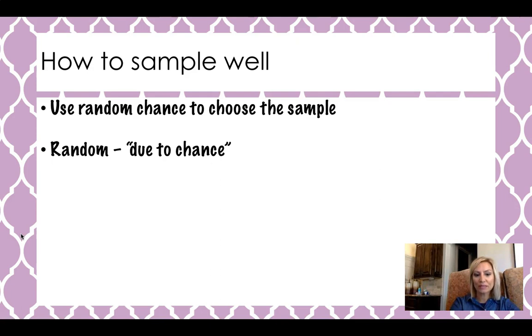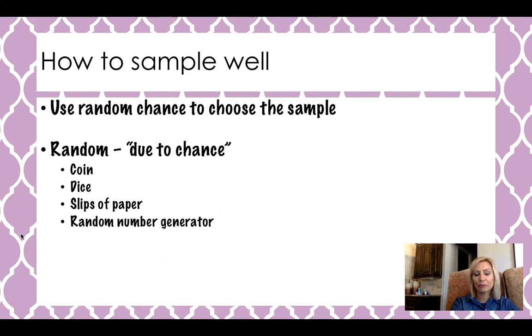And we can use randomization to choose our sample by using things like coins, by flipping a die or a pair of dice. We can use slips of paper to pick a random sample. We can use a random number generator on our calculator, or we can go to a website like random.org, or we can even use a random digit table. Those can be found in the back of almost every statistics textbook, and if you Google random digit table, you can find pages and pages of random digit tables to use as well.